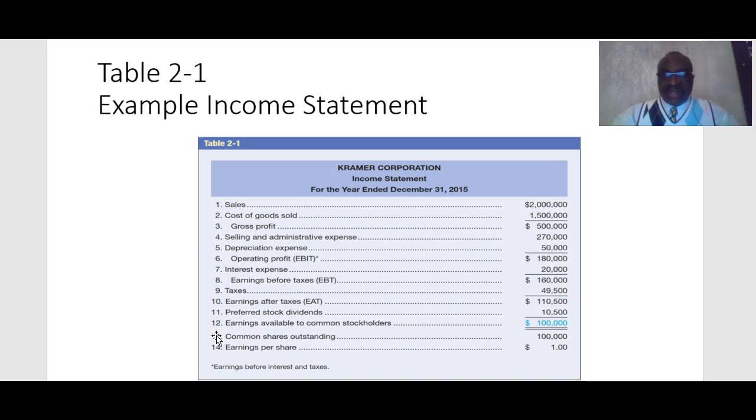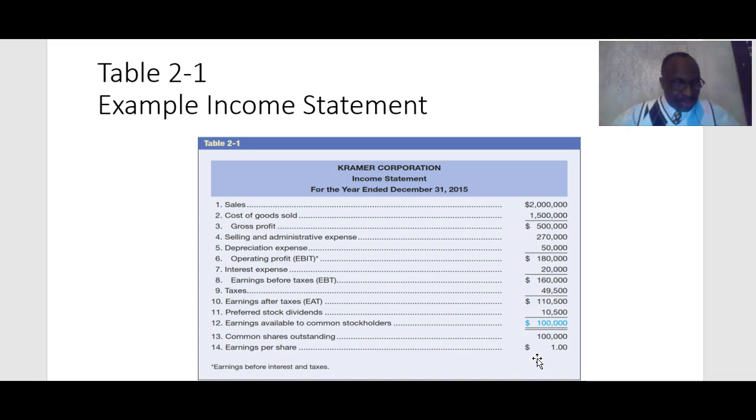And then what you have is common shares outstanding. So you divide the earnings available to common stockholders by the common shares outstanding, which is 100,000 divided by 100,000. Your earnings per share is then $1. So that is just a very simple income statement.